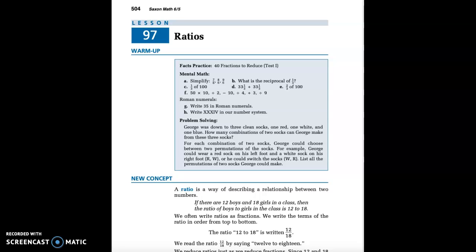You still are going to do your lesson practice. Make sure that that is checked by either your mother or your father or somebody in your house, just to make sure that you're getting the concept. And then when you're done, you can go ahead and start your mixed practice.